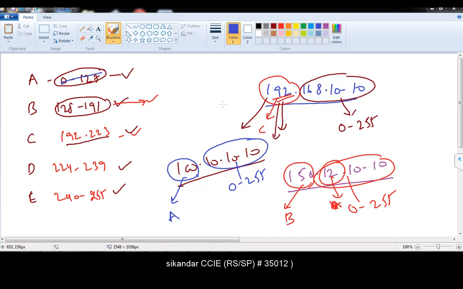So this is the classification we have just seen in the previous video. We have seen the different classes A, B, C, D and E, and by seeing the first portion of an address we can identify which class that particular IP address belongs to. Based on that we can differentiate which address belongs to which class.